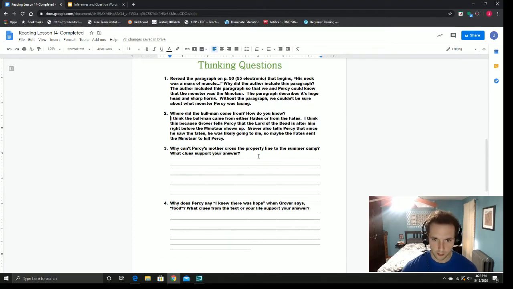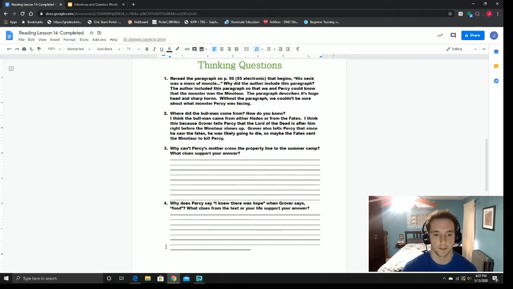Now, the next question says, why can't Percy's mother cross the property line to the summer camp? What clues support your answer? So in these last two questions, we just explained our thinking. We paraphrased our thoughts from the text. But here it says, what clues? So we should give direct evidence from the text. So go ahead and pause the video, take some time to go back in the text, answer this question, and let's come back with a smart guess with evidence from the text to support it.